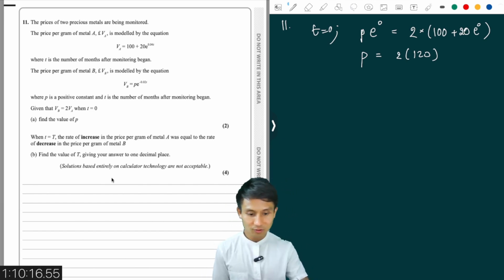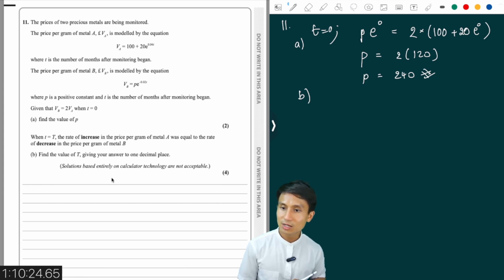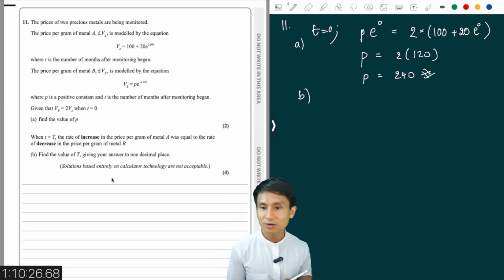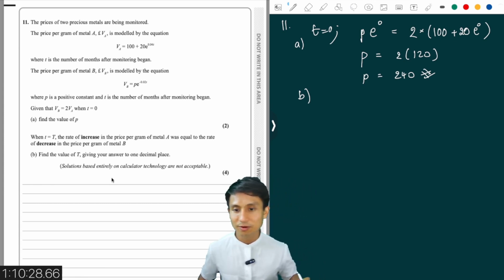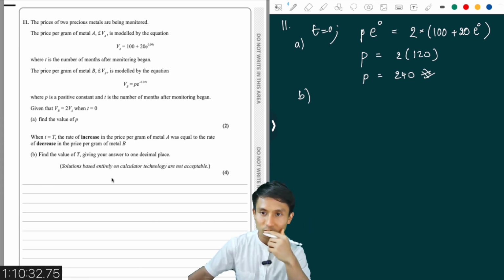Yeah, I'm happy with that. So P is equal to 240. That's part A. Part B, when T equals big T, the rate of increase in the price per gram of the metal A was equal to the rate of decrease in the price per gram of metal B.